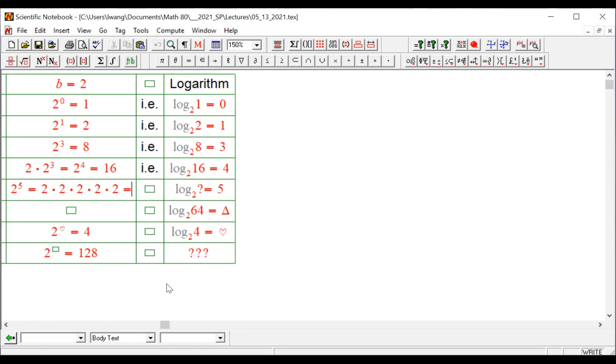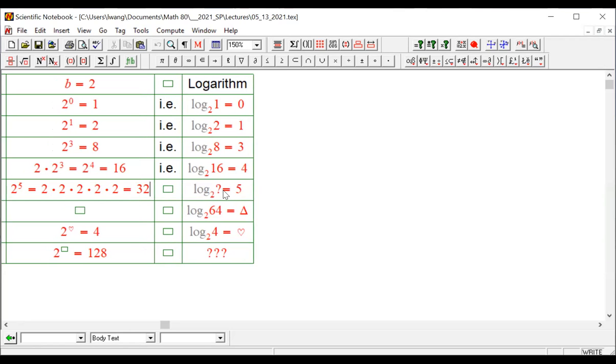Brianna? Francisco? Alan? What is 2 to the power of 5? 32. Perfect, 32. So log base 2 of 32 is equal to 5 because 2 to the power of 5 is 32.